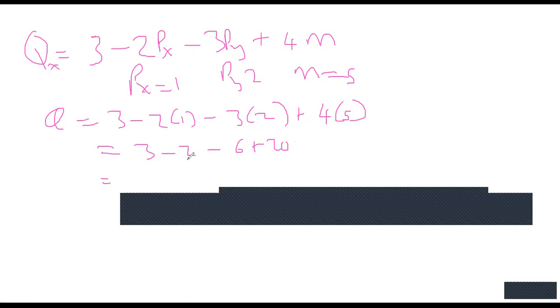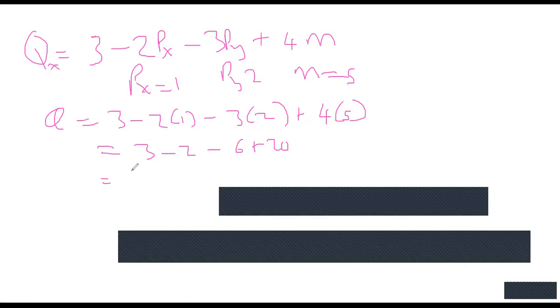3 minus 2 is 1. 1 minus 6 is minus 5. Minus 5 plus 20 is what? 15. So our Q is 15. All right, so can you fail to get a 15?